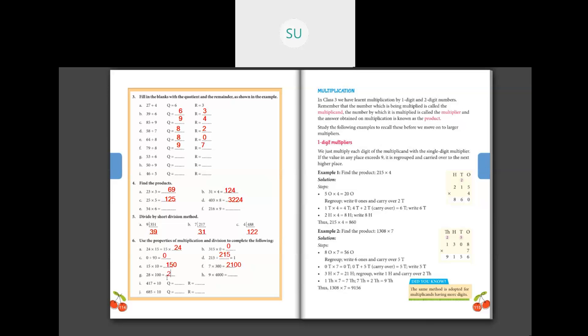Okay, same way 28 into 100 also. 28 into 1 is 28. And how many zeros are there? 2 zeros are there. Then 9 into 4000. So how much is 9 fours? 9 fours are 36. And 4000 has 3 zeros. So we'll write 3 zeros.